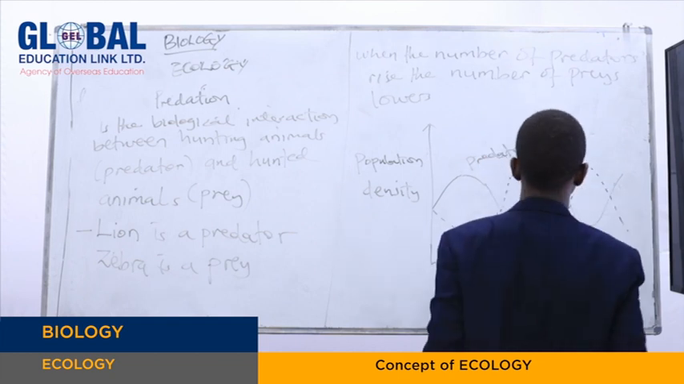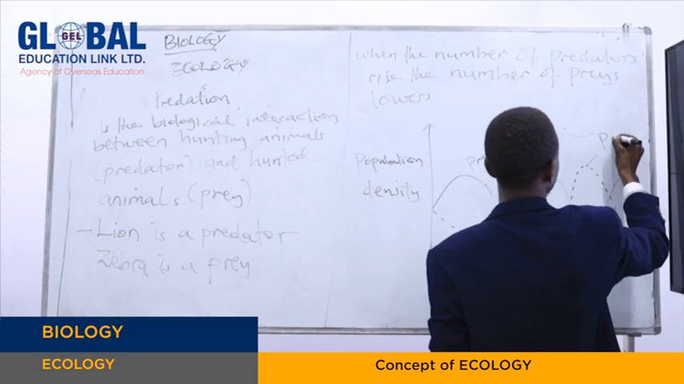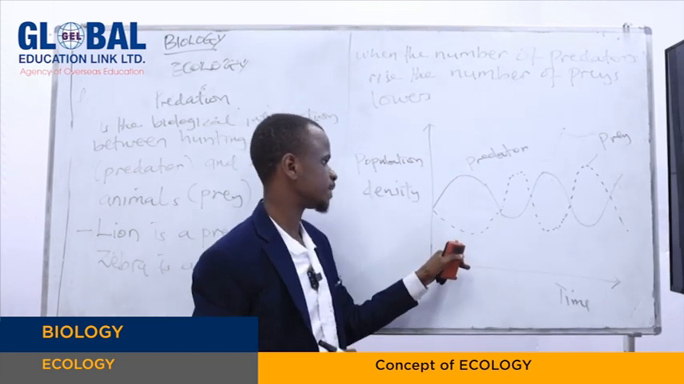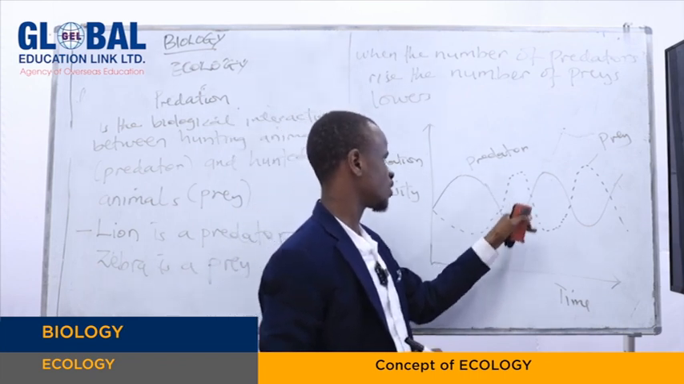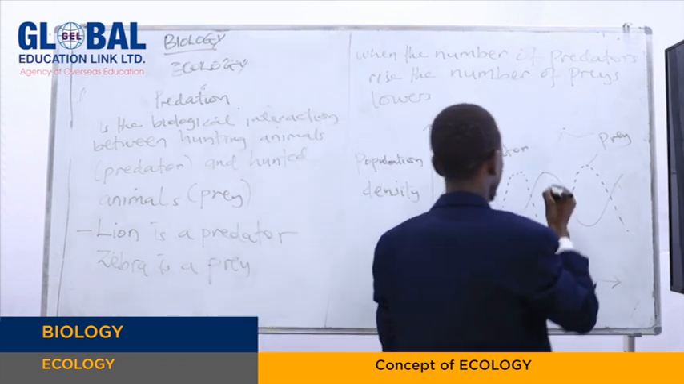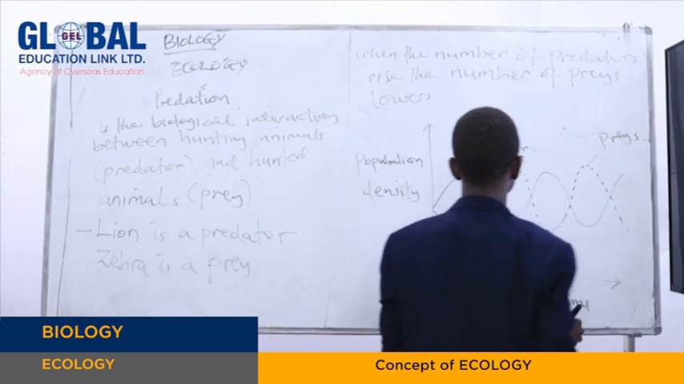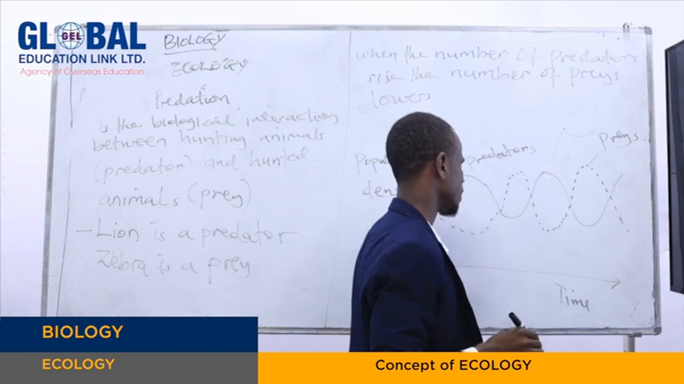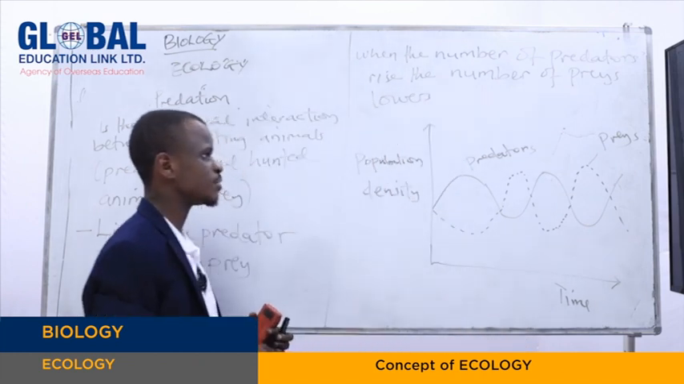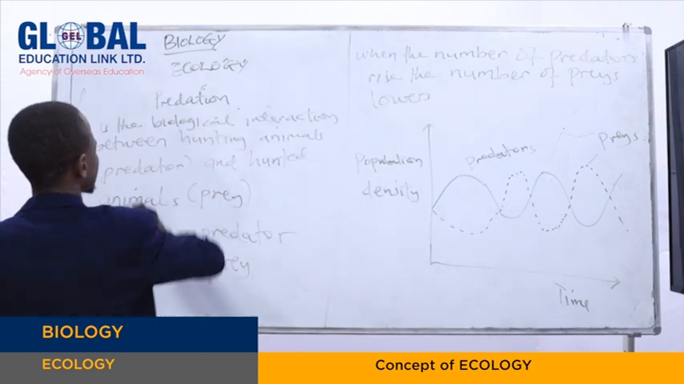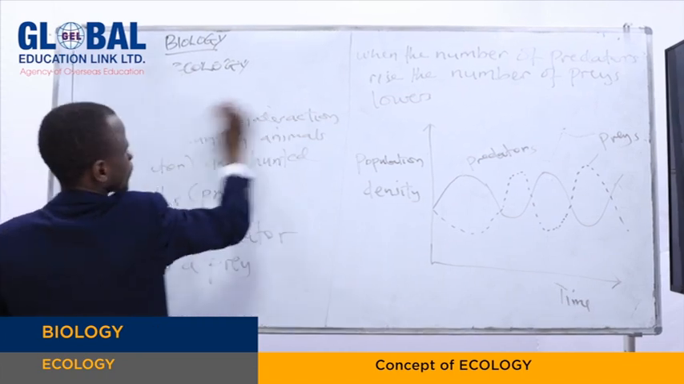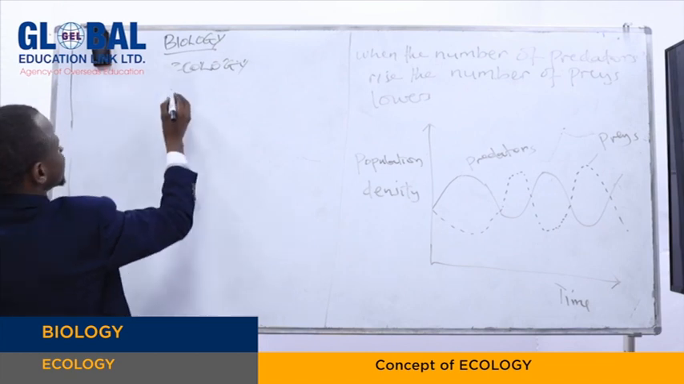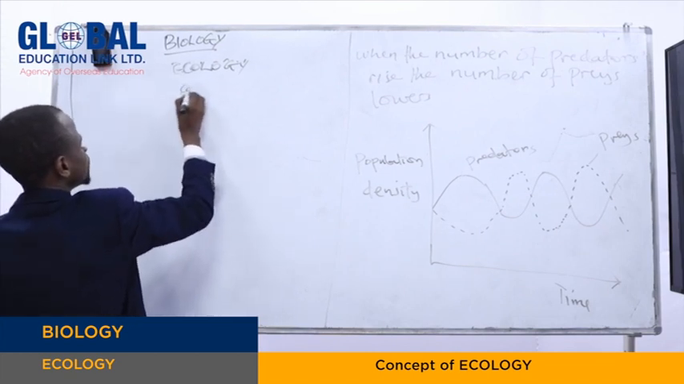Therefore, it is like a wave. Let's say this is a prey. When the predator rises, prey is lowered. When the predator is low, the number of prey is high. Therefore, these are predators, these are prey. Therefore, when the predators increase in number, the number of prey decreases. That is the interaction between the prey and the predator. My students, another interaction is called competition.